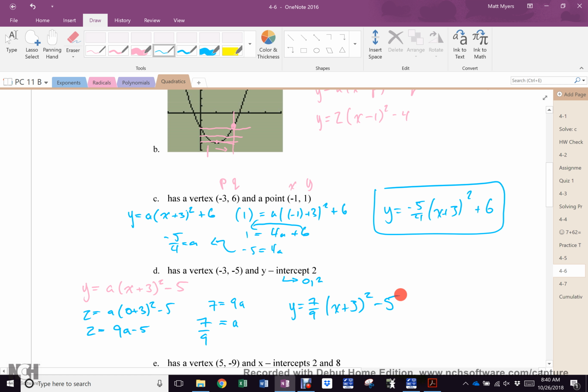Now, easy peasy, right? Everyone's cool? Now, if I asked you to graph this, this would be a giant pain, wouldn't it? Because 7/9. If I go over 1, I've got to go up 7/9 of 1. How far would I have to go over before I could do a good one? If I went over 3, I should go up 9, shouldn't I? Well, 7/9 of 9 is what? 7. So if I went over 3, I could go up 7. Everybody good? All right.